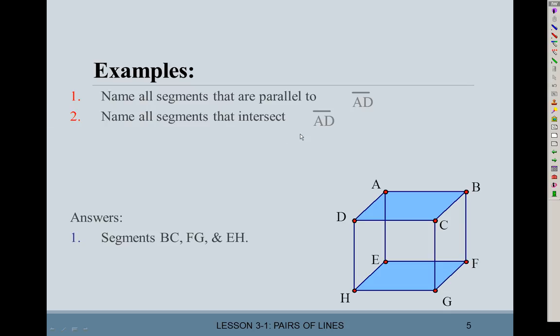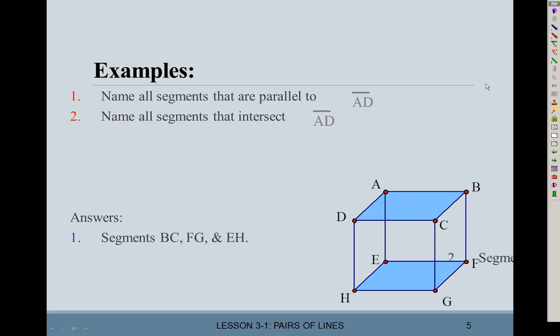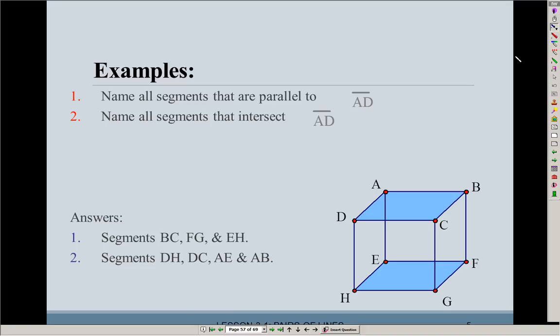What about segments that intersect segment AD? Well, those would be the ones that touch it, and that would be the ones that touch point D, segment DH and segment DC, and the ones that touch point A, segment AE and segment AB. So that's segment DH, segment DC, segment AE, and segment AB.